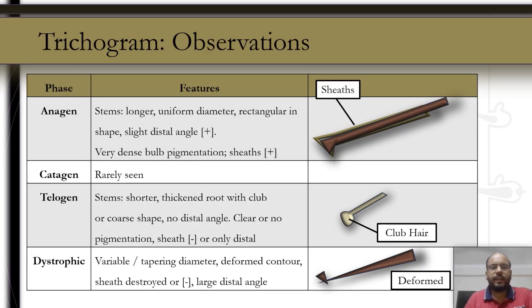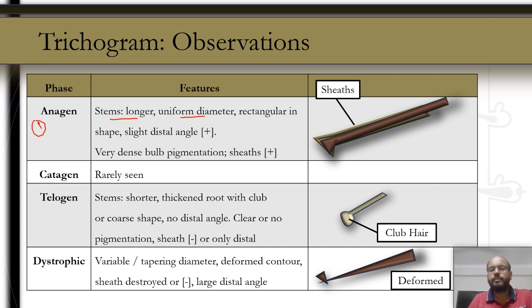Now, let's study the features that you see in a trichogram regarding anagen or telogen hair. First, coming to anagen hair. In anagen hair, the stems, the shafts, are longer. The shaft is uniform in diameter and rectangular in shape. So here you can see that it's somewhat rectangular in shape. There is a slight distal angle present. So distally, there could be an angle.